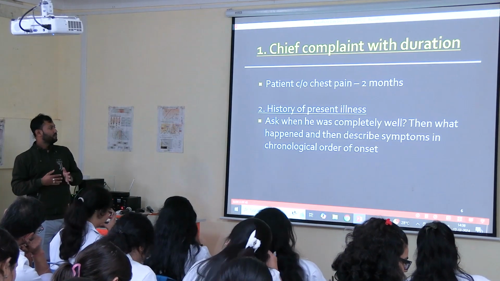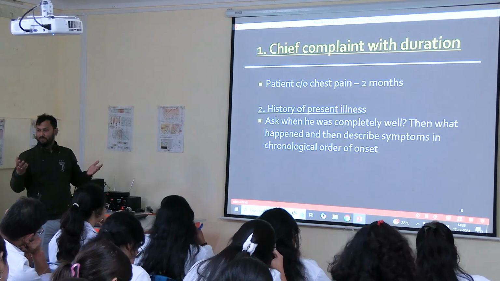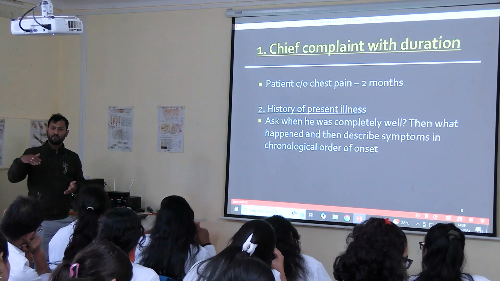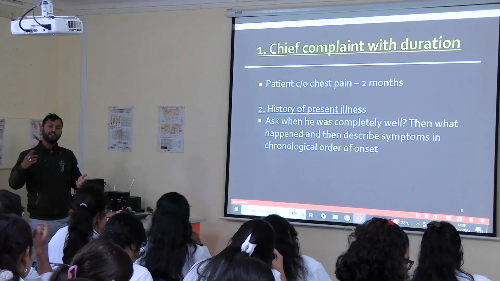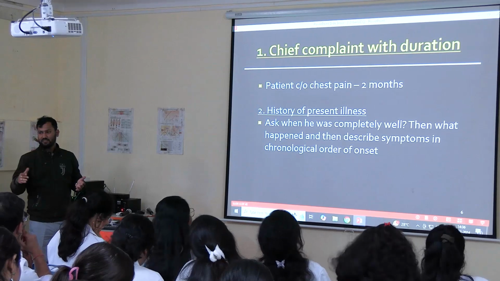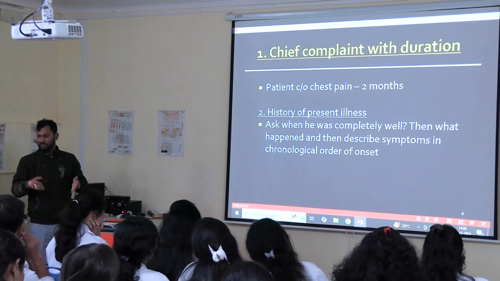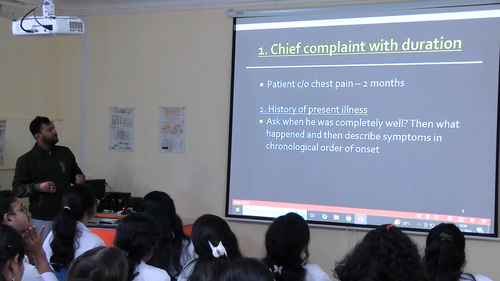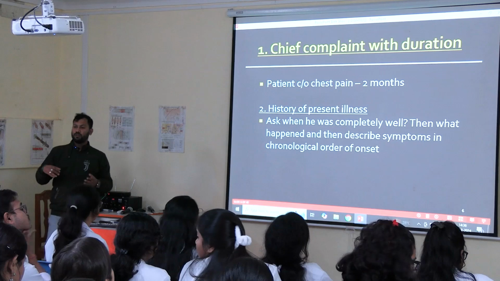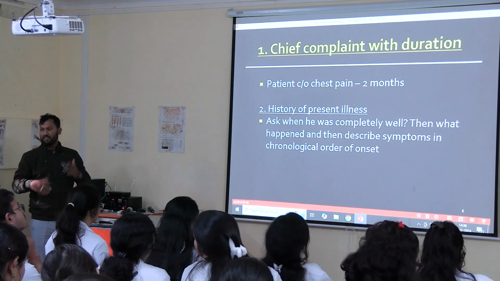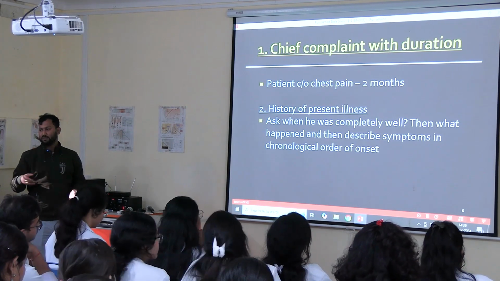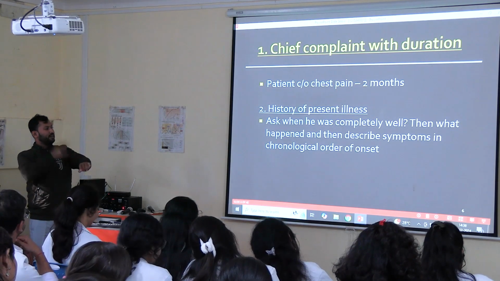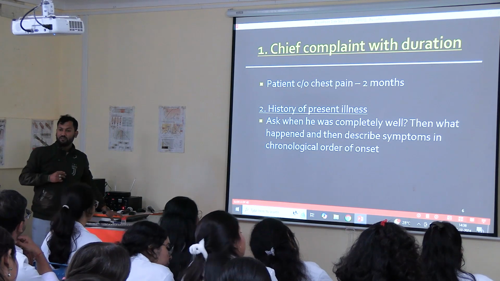So we will ask him, were you completely well before 2 months, or did you have any other problems before these 2 months, or was it present for 1 year or 6 months? If he tells me, okay, I was completely fine before 2 months, and since 2 months I gradually started developing this problem, then as I already told you, we will start adding questions ourselves. Then what happened, then what happened, like this. Then we will ask him to describe his problems in chronological order.